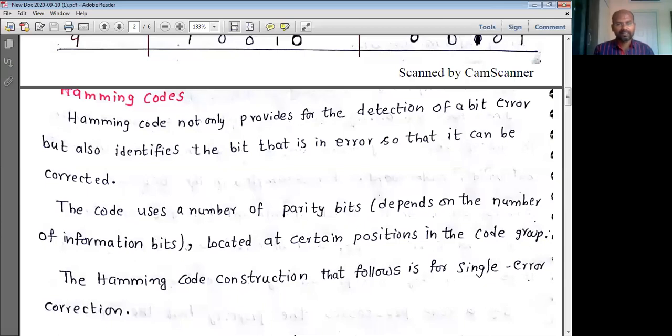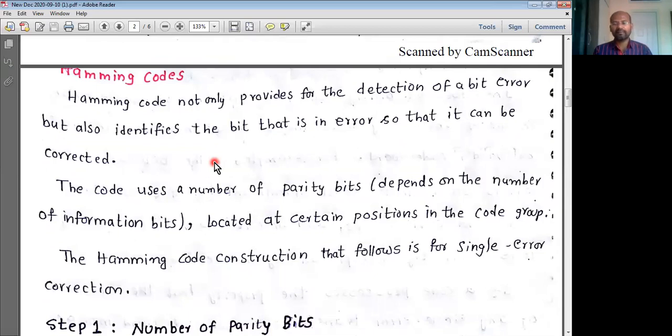Now we start with Hamming codes. Hamming code is not only an error detection code, it also corrects the error, provided it is a single bit error only. Hamming code detects the error and also corrects it, provided the error is only in a single bit. That's what Hamming code is.